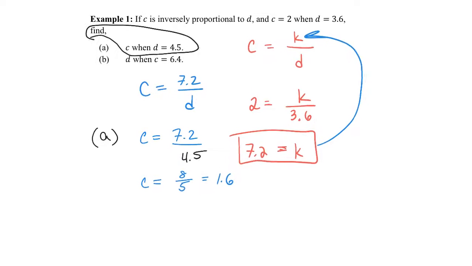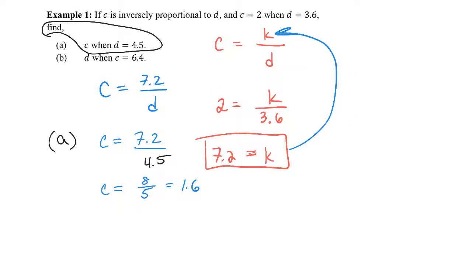And then part B is no different here. I have the same starting equation. Okay, there's my specific equation I use. But now, I need to find d when c is equal to 6.4. So let's circle what we're looking for. Okay, in yellow up there, that's what we're doing. Find d when c is 6.4. Plug it in. Solve for d.